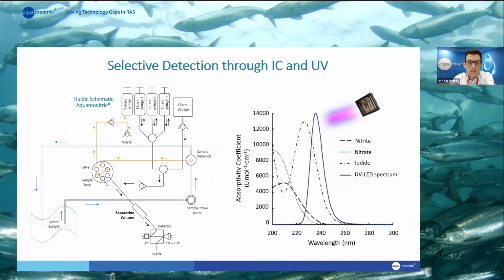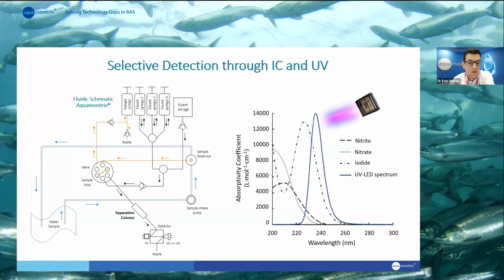In terms of the analyzer itself, this is just a fluidic schematic of the analyzer, which we won't go into great detail on. But the key point is, as you can see, essentially it's a portable, rapid ion chromatography based system, and everything is enabled through the use of an anion exchange separation column.